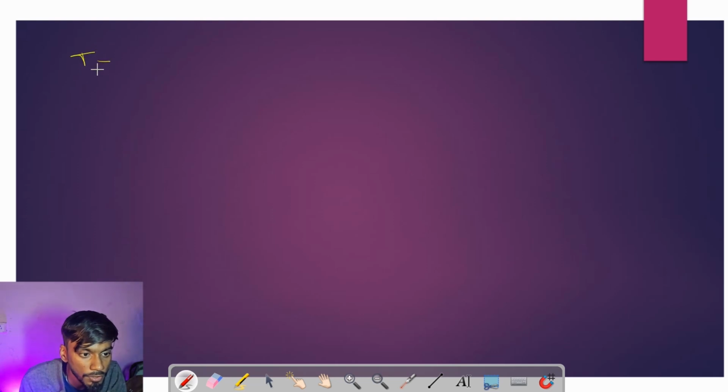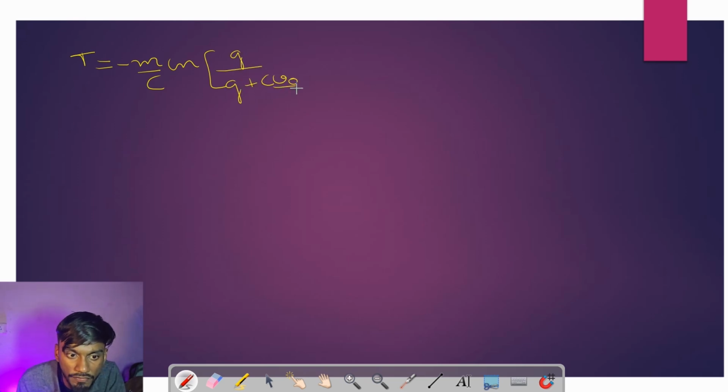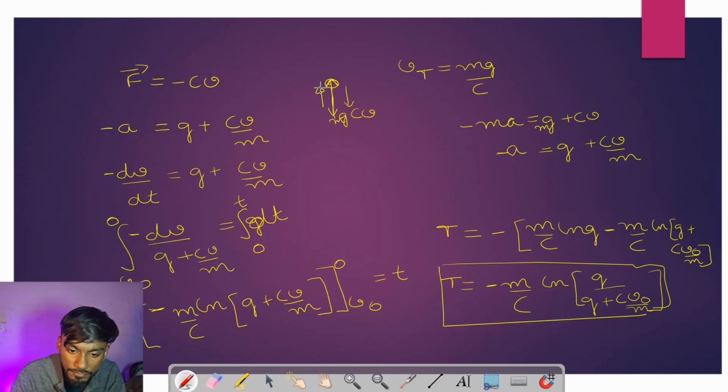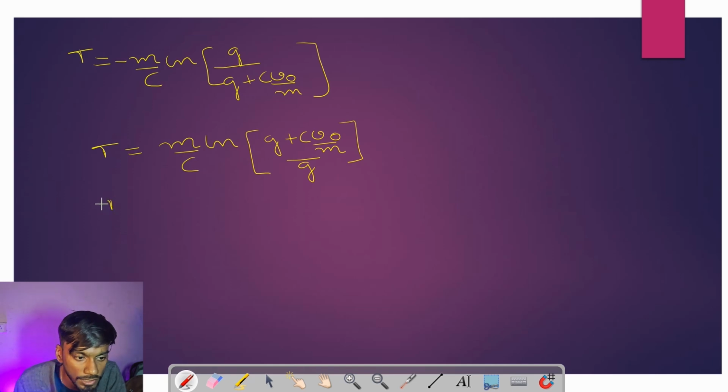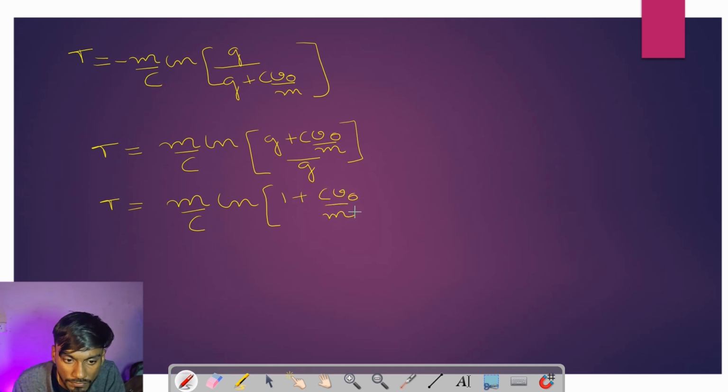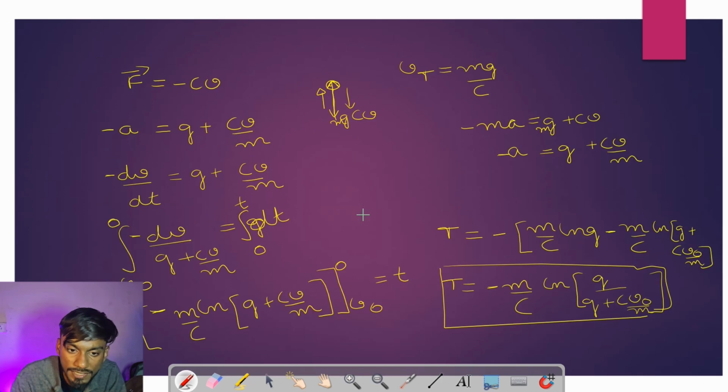So t is equal to minus m by c times ln of g by g plus c v naught by m, if I'm not wrong. Let's check this. Yeah. So I have this minus sign so that I can just replace the numerator with the denominator, because it becomes inverse in the logarithmic expression. So that is going to be t is equal to m by c times ln of 1 plus cv naught by mg.